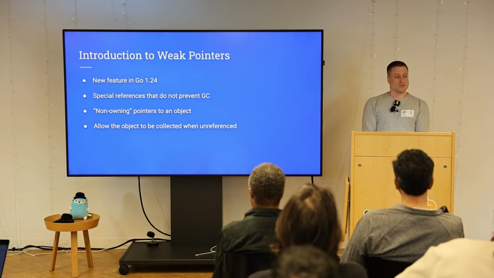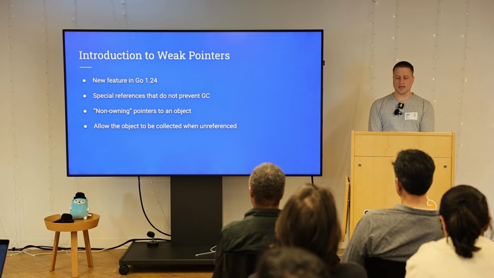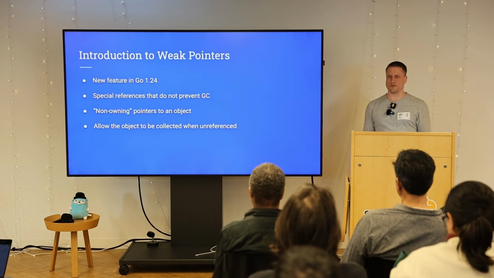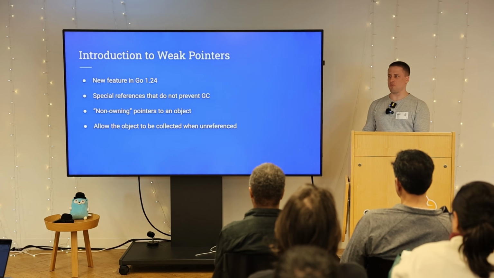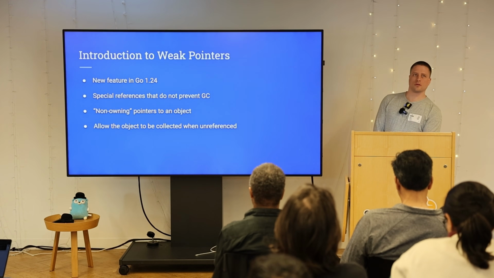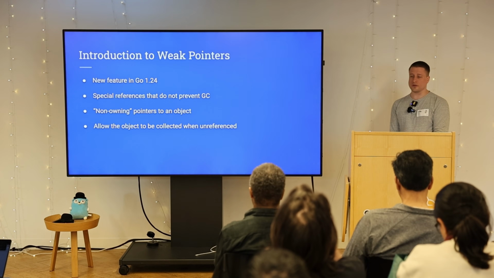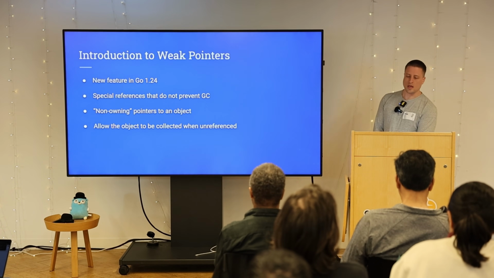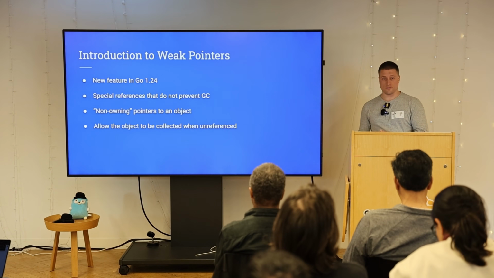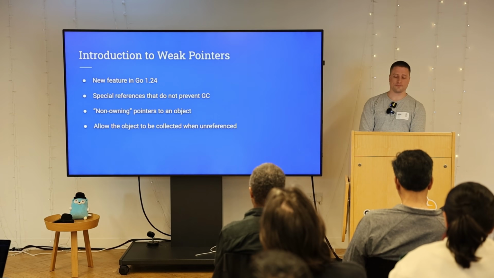These are special references which don't prevent garbage collection. They're non-owning pointers to an object. When I say object, I don't mean in the sense of object orientation, just a thing that's in memory, a Go variable. They allow for the object to be collected by the garbage collector when otherwise unreferenced. And we'll be looking at what you can use this for and some of the details of the implementation in Go.